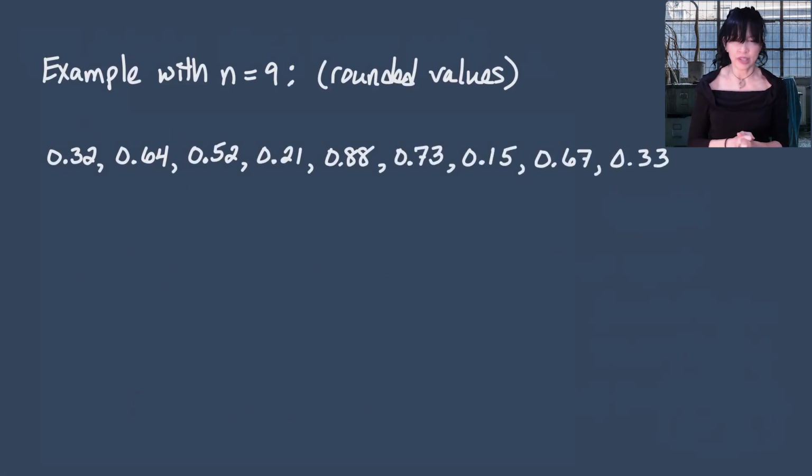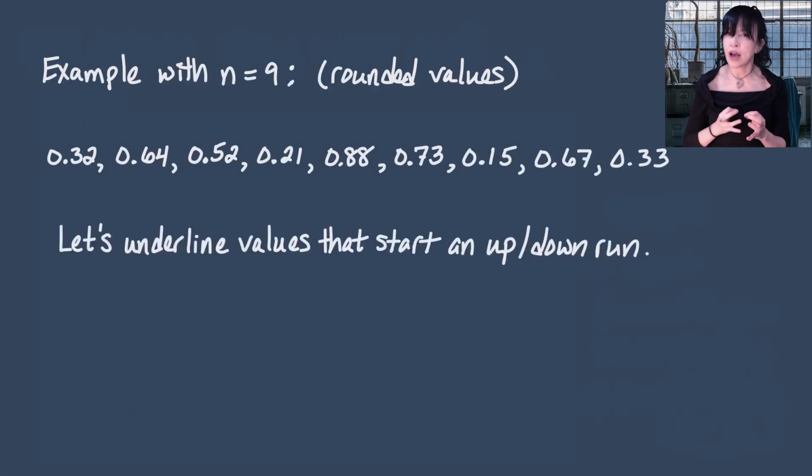I have rounded them off, again, only to show them on the slide, but you should not be rounding for your computations here. I'm going to try to take this list here and underline values that start an up or down run of any length. Now, I know we care about figuring out the expected number of up or down runs of length 1, but bear with me for a moment. I'm going to underline values that start any length up or down run. The first value always begins a run of some length. It's 0.32 in this example.